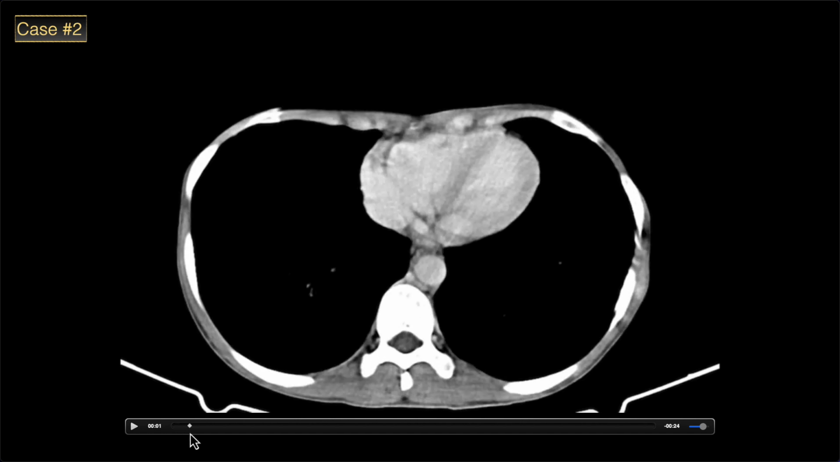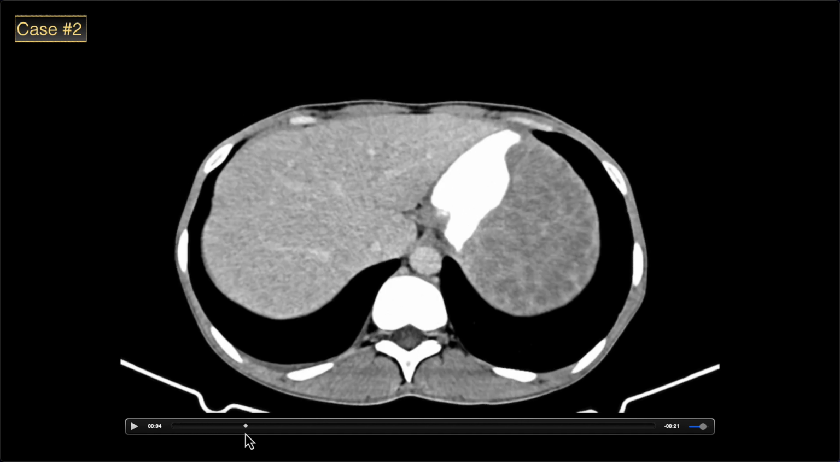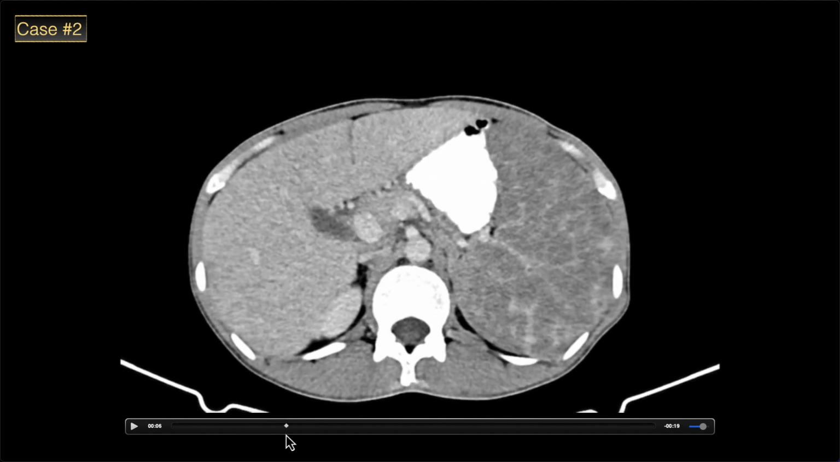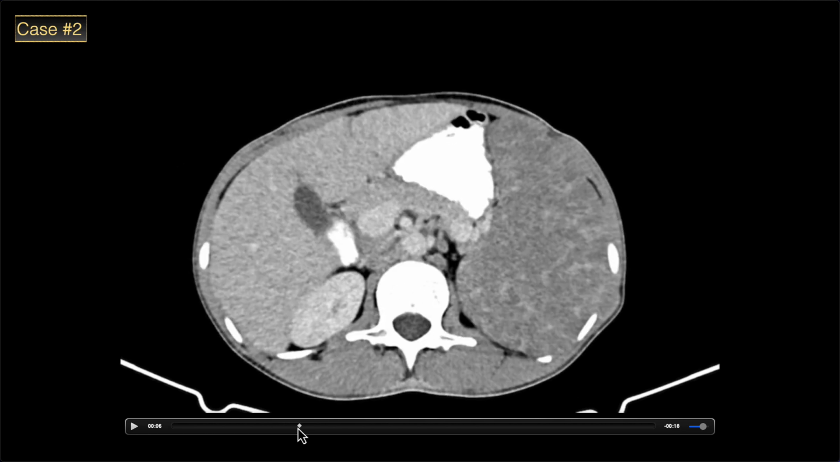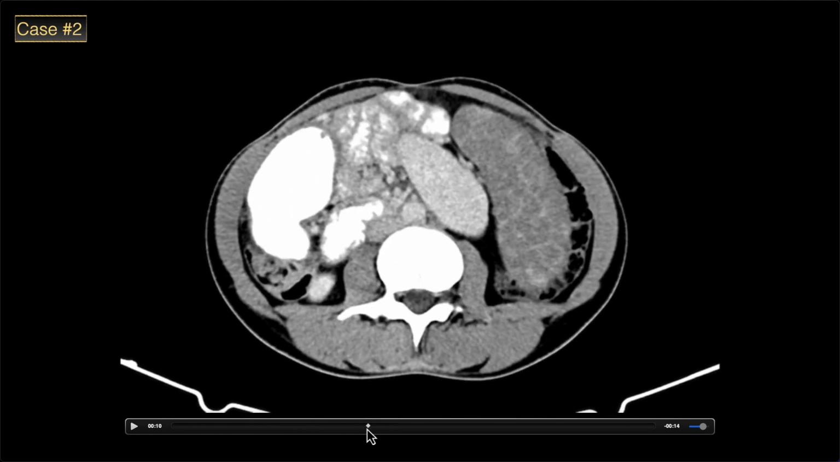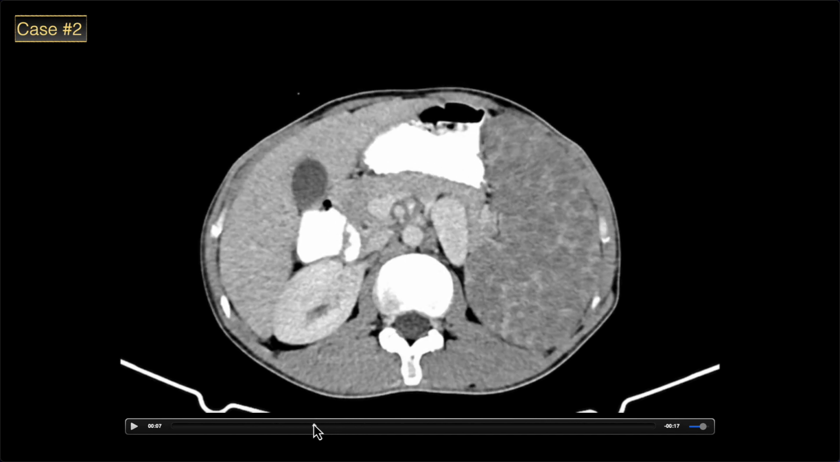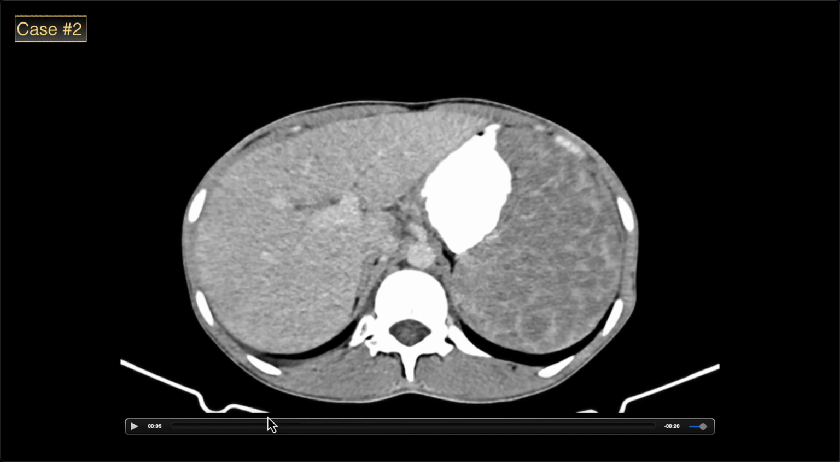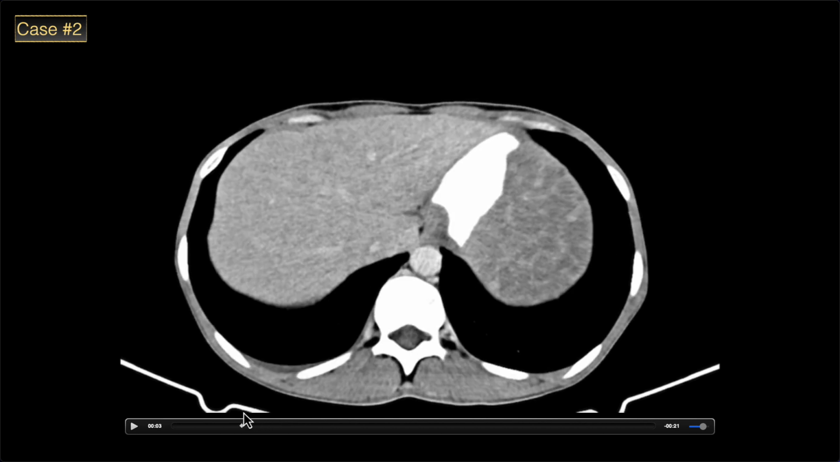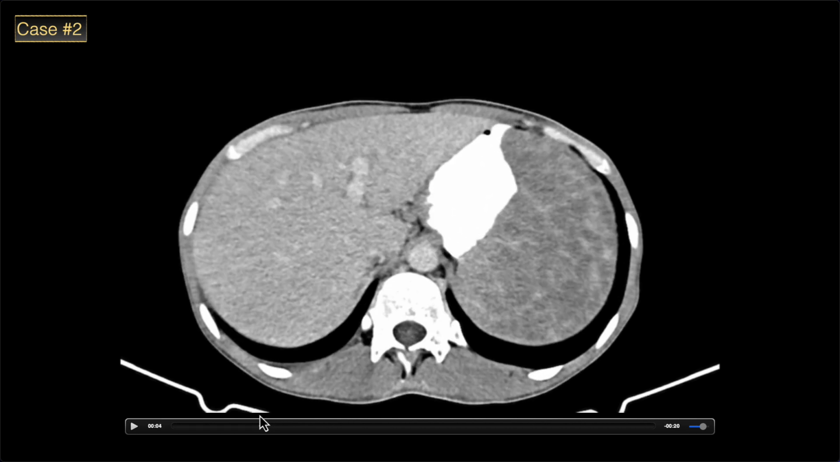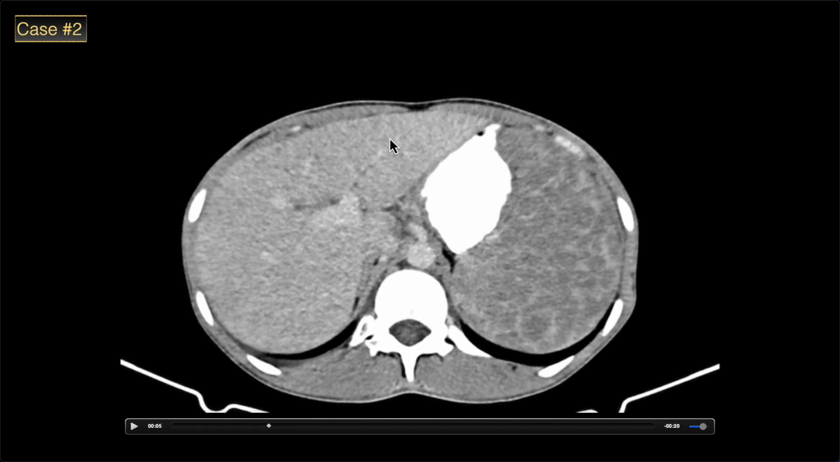For this case, we're going to look at some of the more common solid organ manifestations, and we don't have to look too far to see the abnormality. The spleen is massively enlarged and displacing the left kidney. It is filled with numerous low attenuation lesions, and also within the liver, there's some subtle variation in the enhancement pattern with multiple small nodules throughout the parenchyma.